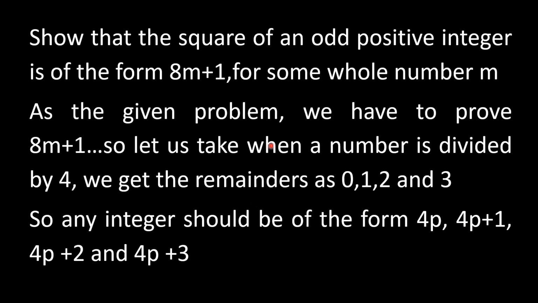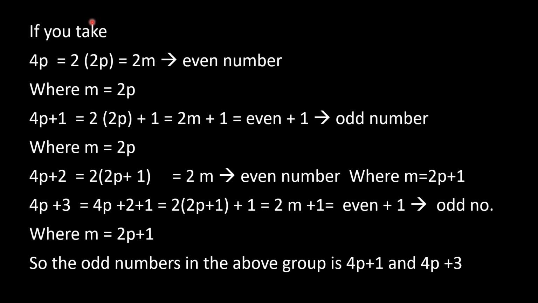Here we have taken the divisor as 4. So the remainders will be 0, 1, 2, 3. So 4p plus 0, 4p plus 1, 4p plus 2, 4p plus 3. Now they are asking you square. So if you take 4p, that is equal to 2 into 2p, that is equal to 2m, that is even number, where m equal to 2p.